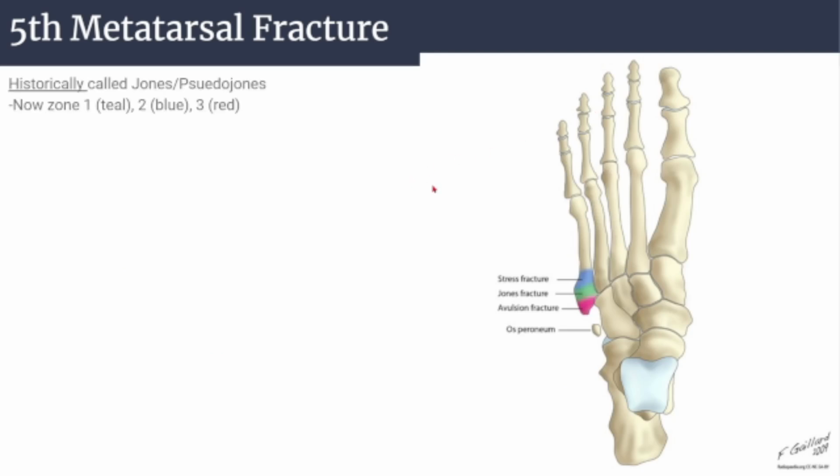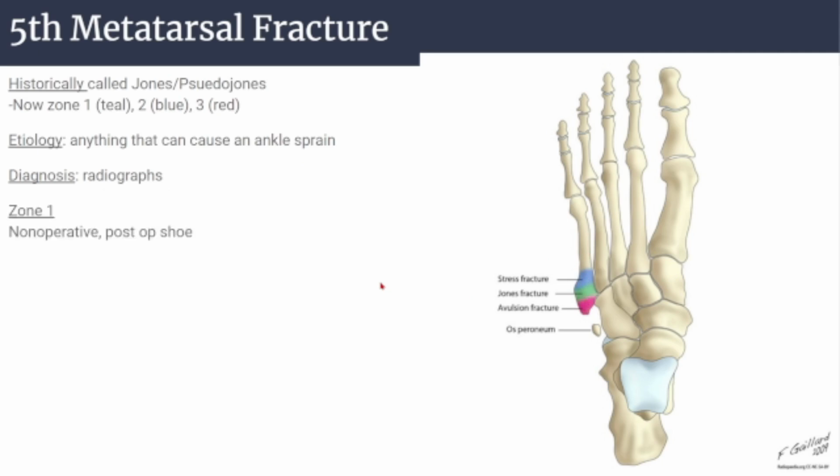This is a fifth metatarsal fracture, which can be broken down into avulsion fracture, zone 1, Jones fracture, zone 2, and stress fracture, zone 3. Essentially, the causes are anything that can cause an ankle sprain. Diagnosis is made radiographically. The Ottawa ankle rules can help with that. If the patient is tender on the fifth metatarsal after an injury, that's an indication for an x-ray.